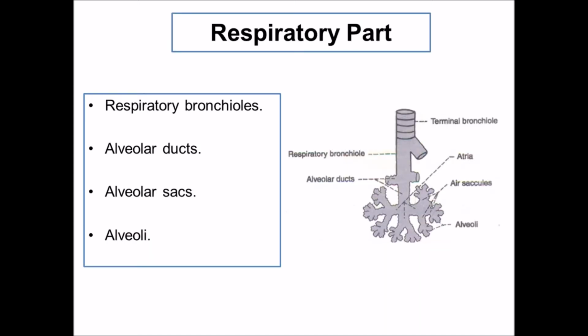The respiratory part consists of passages which not only conduct the air but also participate in the gaseous exchange. The last part of the conducting part, that is the terminal bronchiole, gives rise to the respiratory bronchioles. These respiratory bronchioles further divide to give rise to the alveolar ducts, alveolar sacs and alveoli. These alveoli are the actual site of gaseous exchange.